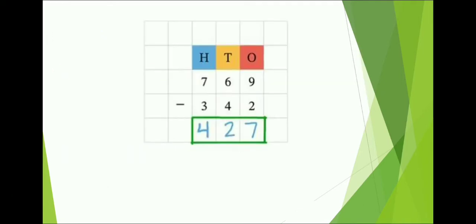Students, now let us subtract 342 from 769. First, we will write the given numbers in column form. Then, we will subtract the ones. Then, we will subtract the tens. And finally, we will subtract the hundreds. So, it means 769 minus 342 is equal to 427.